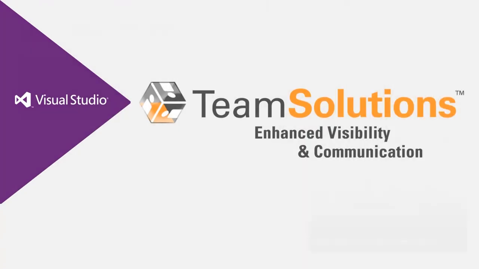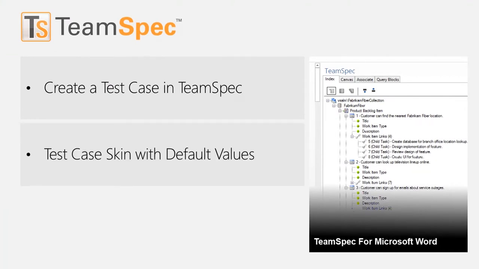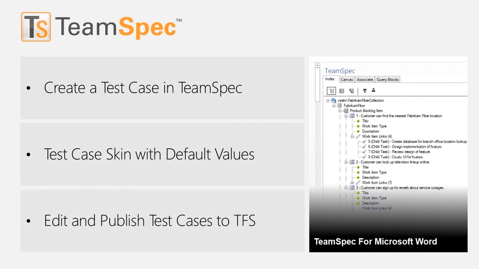In this video, we're going to show you how to create test cases for Team Foundation Server using TeamSpec and Word. We'll then create a new skin based off of a test case, saving the default values so we can reuse steps in commonly set work item fields. Finally, we'll use our new skin to create multiple test cases for our work items and publish them to Team Foundation Server.